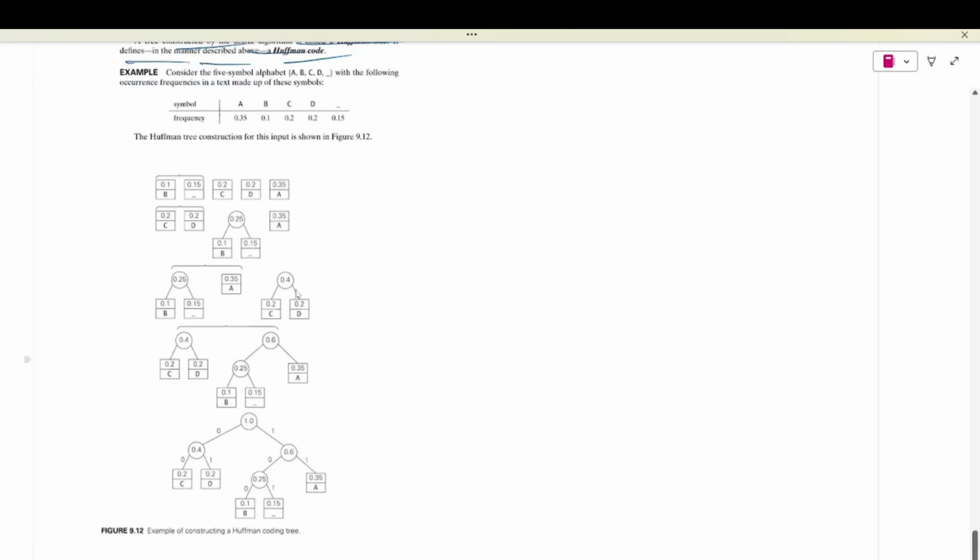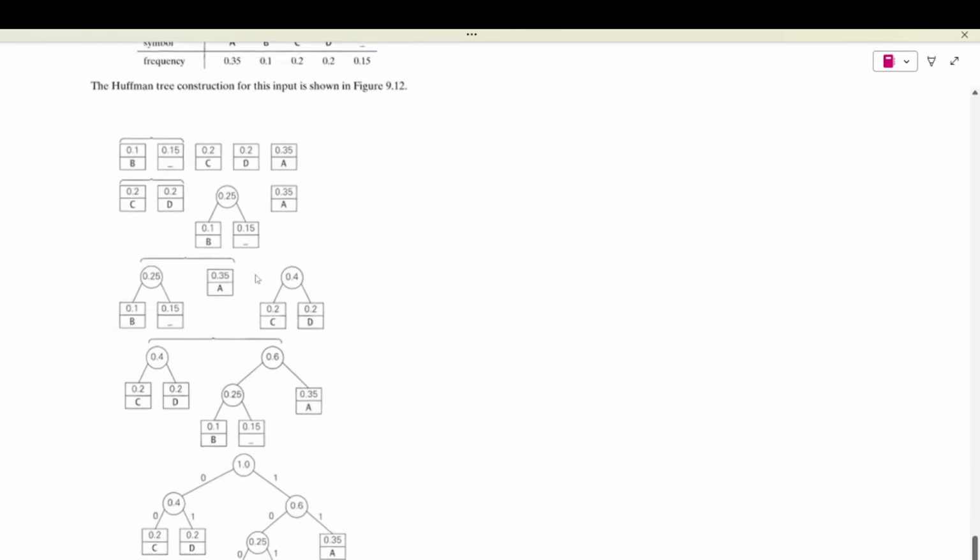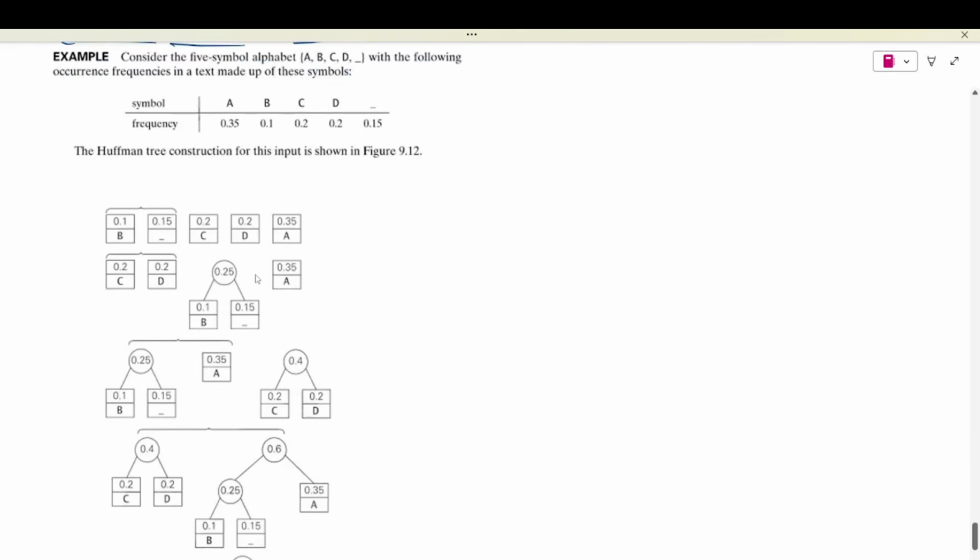Now I'll be zooming it out. I'll be explaining this in detail. This is very important. You have 5 symbols, that is A, B, C, D, and a dash, that is underscore. You can take anything for it. They have given the following frequencies: A as 0.35, then 0.1, 0.2, 0.2, and 0.15 for underscore.